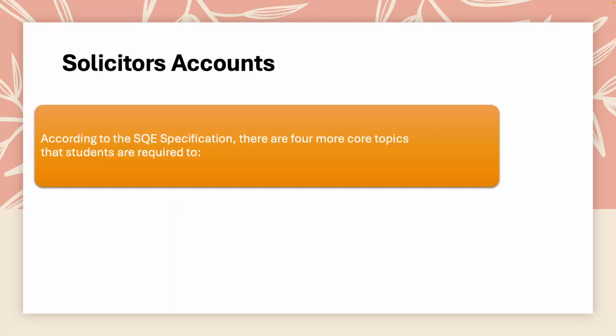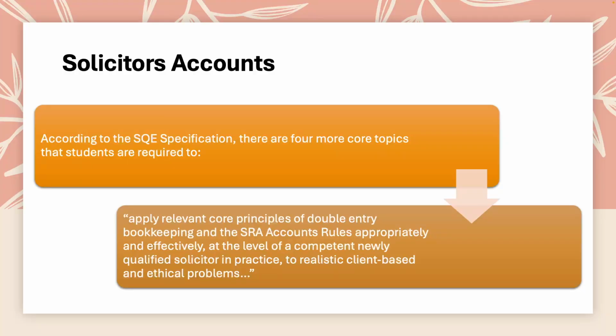So the SQE specification outlines and delineates 4 core topics that students are required to apply relevant core principles of double entry bookkeeping and the SRA accounts rules appropriately and effectively at the level of a competent newly qualified solicitor in practice to realistic client-based and ethical problems. So we are applying, essentially, the SRA accounts rules appropriately and effectively. So essentially, you will be becoming very, very familiar with these SRA accounting rules as we go throughout these videos.